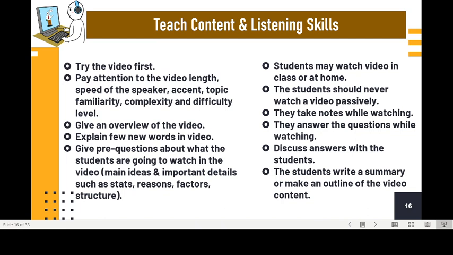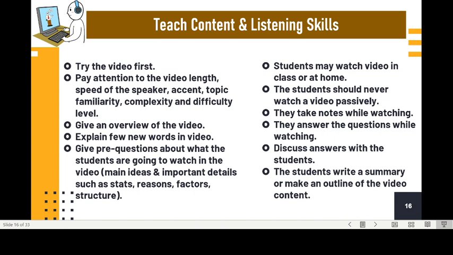If the speaker speaks fast, then we have to look for another one where the speaker speaks a little bit slowly. Also, the speaker's accent, whether the speaker speaks with an American accent, British accent, Indian accent. Also, the topic familiarity, the complexity, the difficulty level of the topic. Then you assign a video, one only, not all of them together in one class, in 1 week, just one per week. You have to tell the students what the video is about.